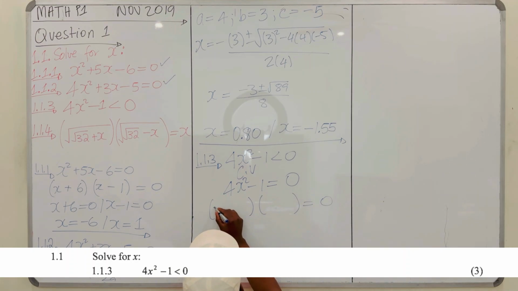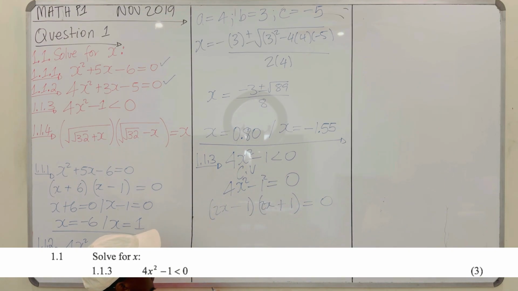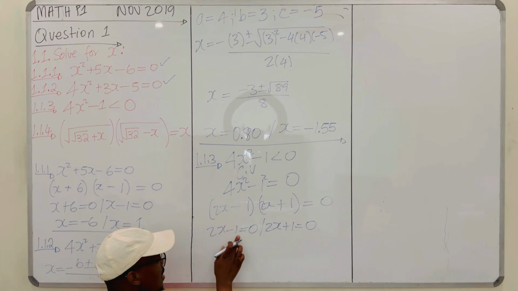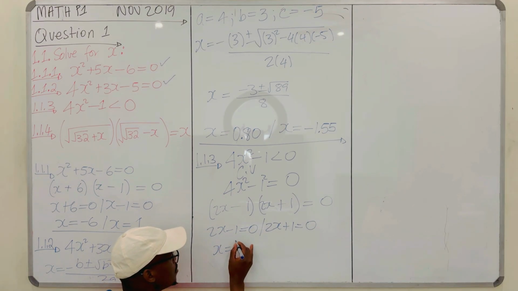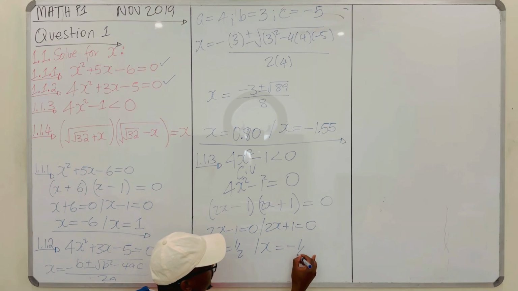Equal to 0, I'll have 2x here, and 1 here, with a minus and a plus 1, because that's a difference of 2 squares, right? So your 2x minus 1 is equal to 0, or your 2x plus 1 is equal to 0, because if you're multiplying two things and the product is 0, at least one of them is 0. So either this one is 0 or that one is 0. So you get that your x is equal to 1 over 2, or your x is equal to negative half.